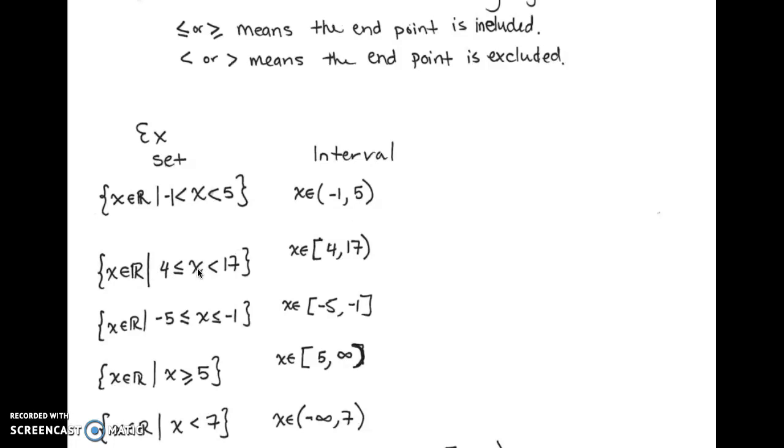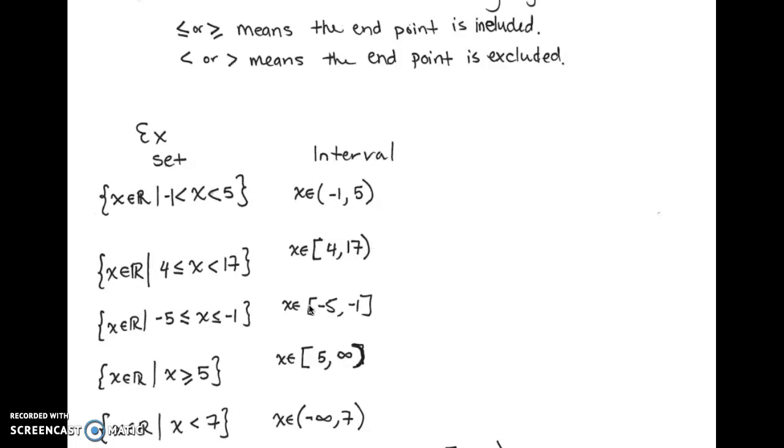For the next one here, this time x is between 4 and 17, and it can be equal to 4. So because we're allowed to be equal to 4, then in interval notation we would put a square bracket, because square bracket means including. And then because it can't be equal to 17, the 17 still gets a round bracket. Okay, so this means include the 4, and then go all the way up to 17, but don't include the 17.